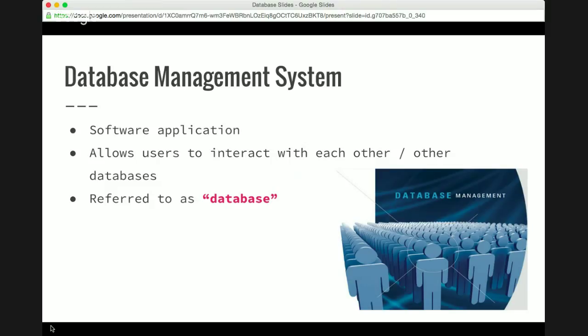Database management systems are software applications that give users the ability to interact with one or more databases. Restrictions can exist. Sometimes database management systems are referred to simply as a database.